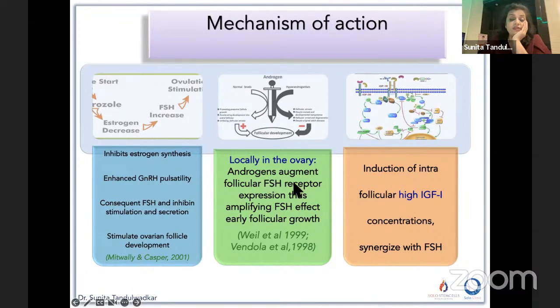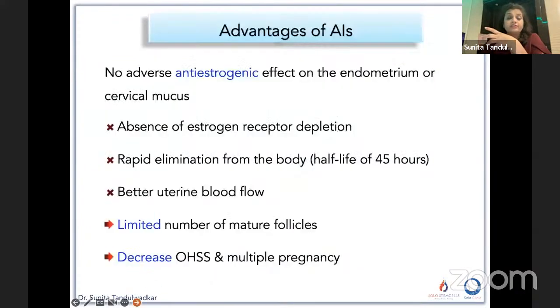Locally, what it does is it augments the follicular FSH receptor expression. So there is an amplified action of FSH because FSH receptors have increased. And this is also very important: it induces high intrafollicular IGF concentration. Why? What do they do? They synergize with the FSH and cause better folliculogenesis.